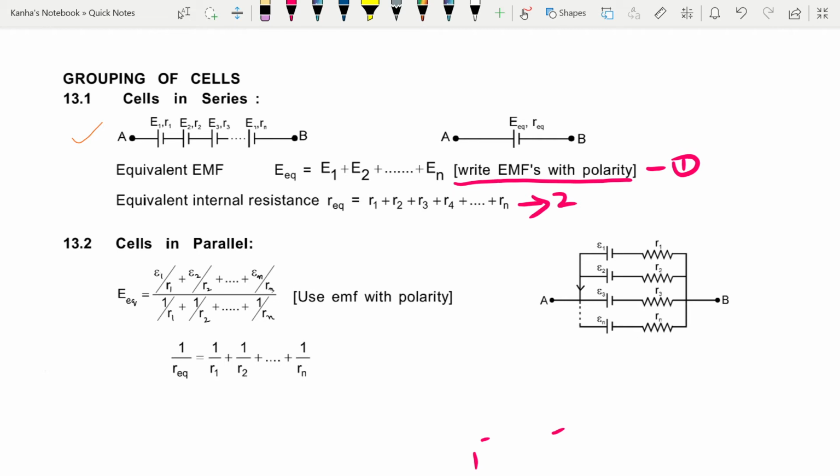Let's look at what happens in parallel. If I attach these cells in parallel, where these are their internal resistances, then the equivalent EMF is given by epsilon 1 by R1 plus epsilon 2 by R2 till epsilon n by Rn, divided by 1 by R1 plus 1 by R2 till 1 by Rn. Remember that this was the equivalent resistance in the system.